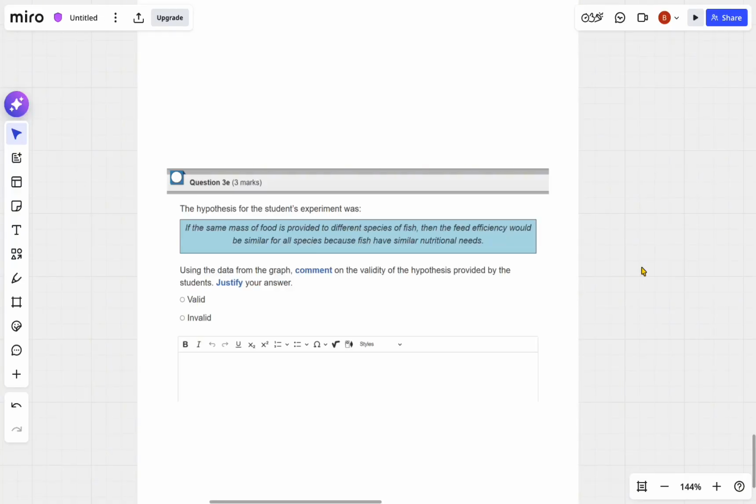Alright, now we're in question 3E, which is for 3 marks. So let's make sure that we're going to write in 3 points. Now let's just read the question for our understanding and let's just break it down.